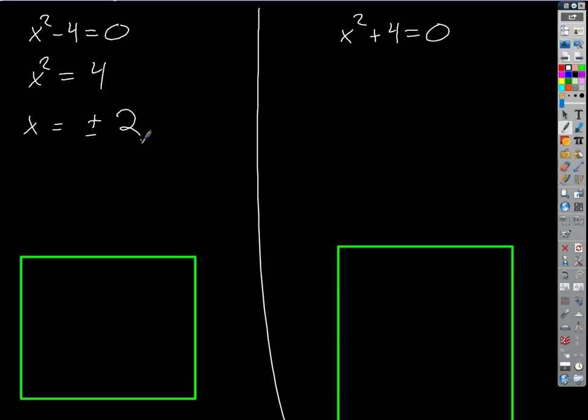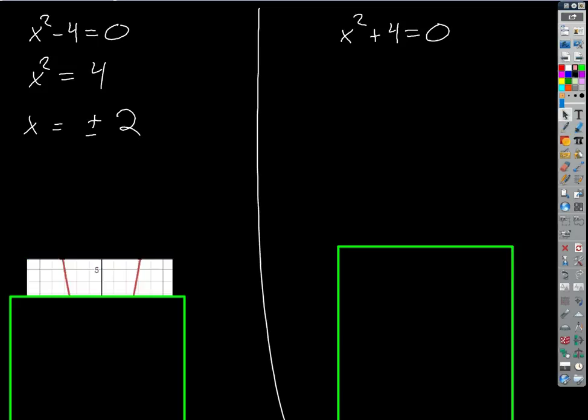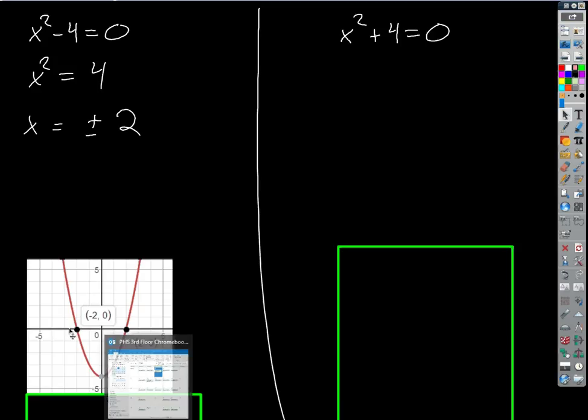So what's that mean then? What's going on there? If I graph x squared minus 4, what's happening at +2 and -2? Say it again? Intercepts, yeah, x-intercepts, good. Okay, so there's our x-intercepts at -2 and +2, right? Okay, good. We're seeing a pattern. How about this guy over here? What are we going to do there?